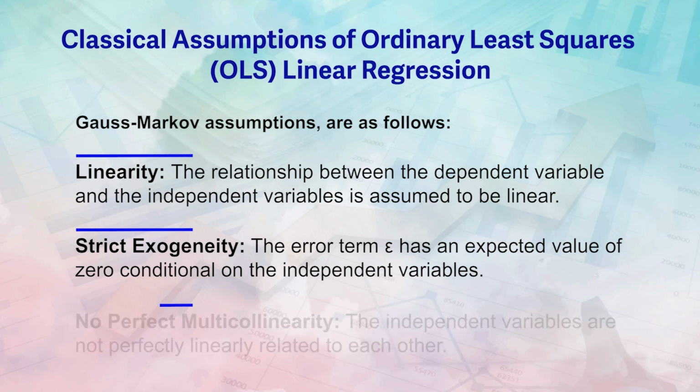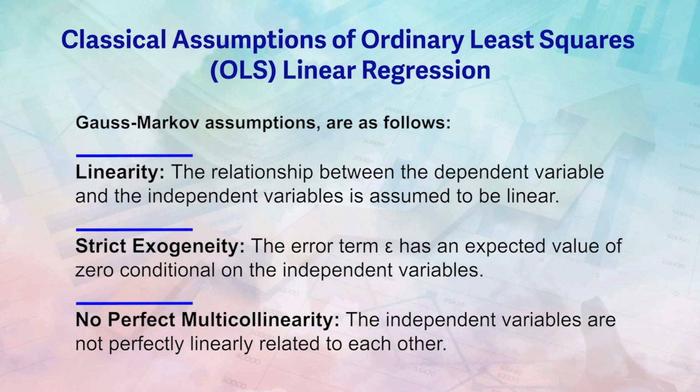The third assumption says that in a multiple regression model, whenever we are including more than one independent variable, they should not be correlated with each other. Hence, there should not be any problem of multicollinearity. Any such problem will make the OLS estimators inefficient. Hence, one of the OLS assumptions is no perfect multicollinearity.